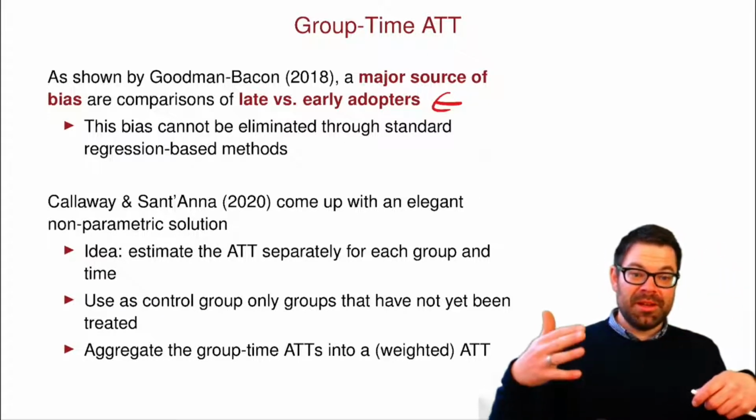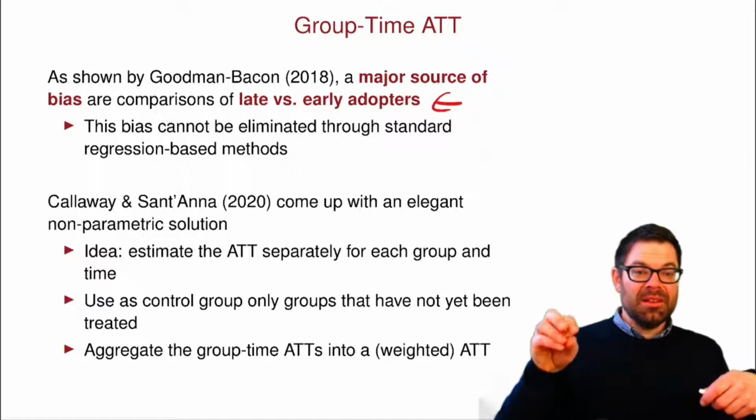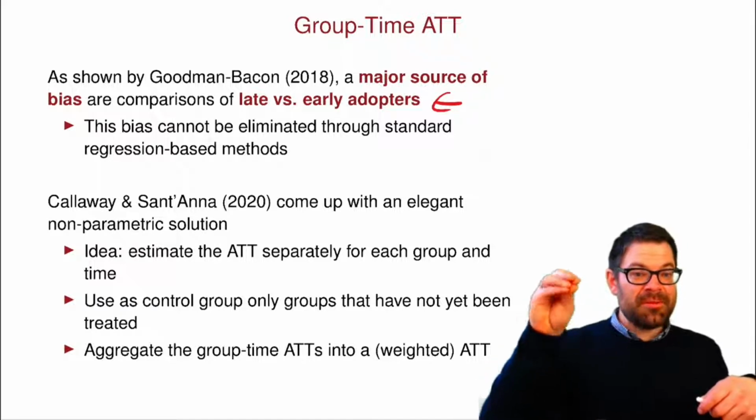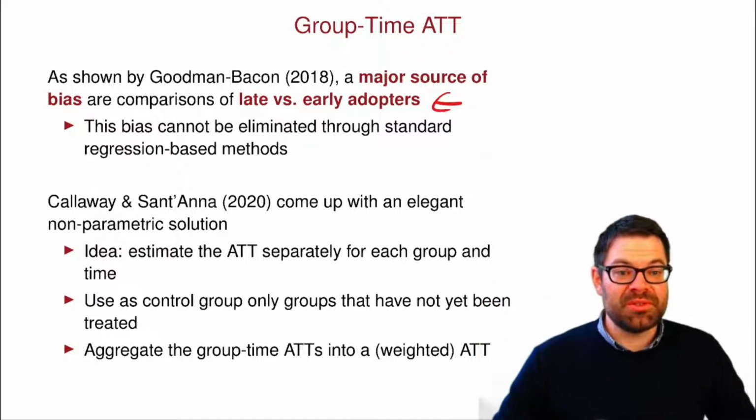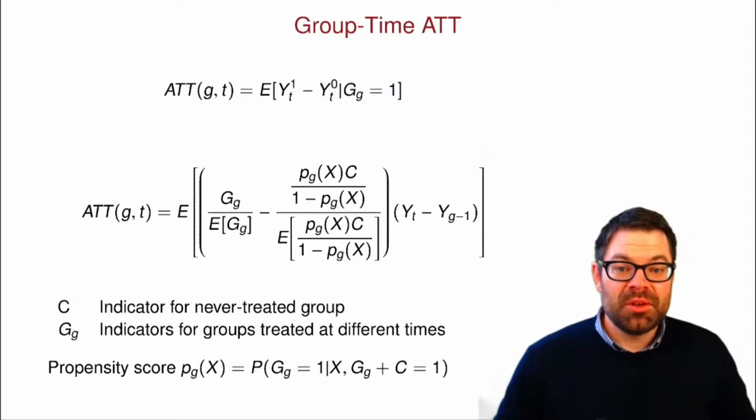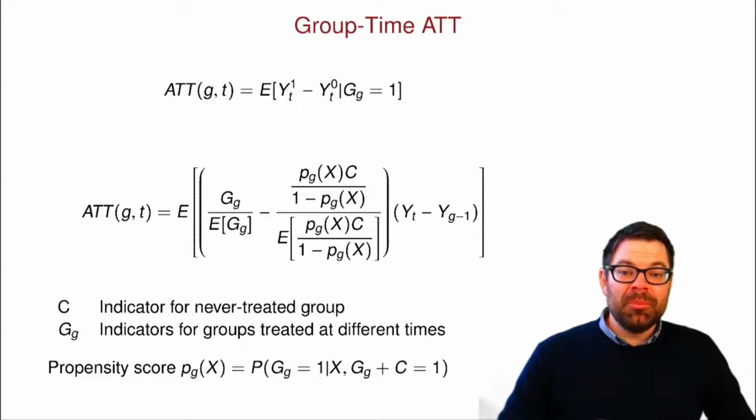Whereas if you have a group that never gets treated, then for each treated group you always have at least one, if not more, comparison groups. So what that does in practice, and what that is based on, is the following.